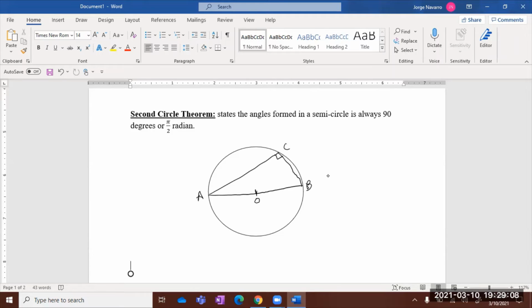And it should be obvious why. Because AOB is 180 degrees. So any angle formed from there has to be half of the diameter or half of a straight line. And obviously half of a straight line is half of 180, which will be 90.